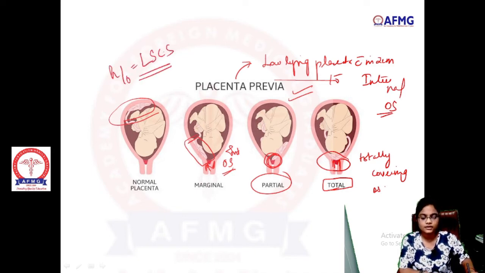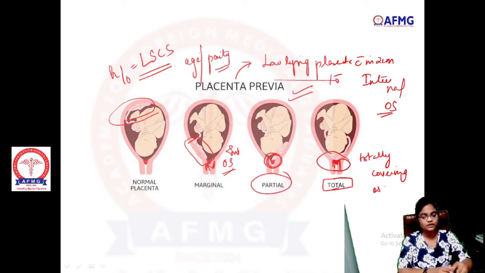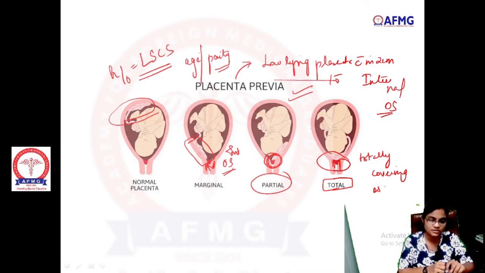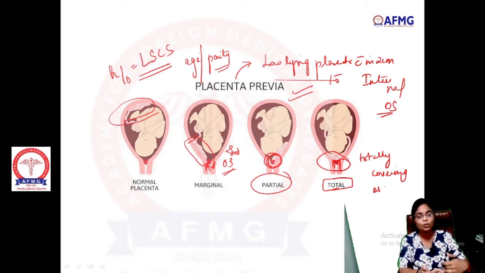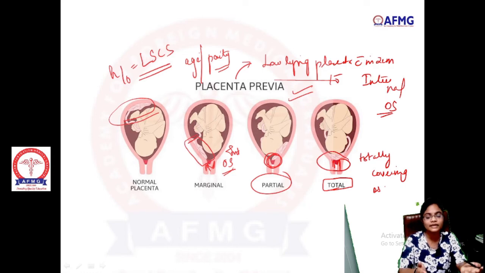Okay, cesarean section they will be giving history, and sometimes your age and your parity can also be a risk factor, but most probably LSCS is your risk factor. Sometimes even placental abruption goes along with it, so that is why we have to read the whole question along with it, to solve easily.